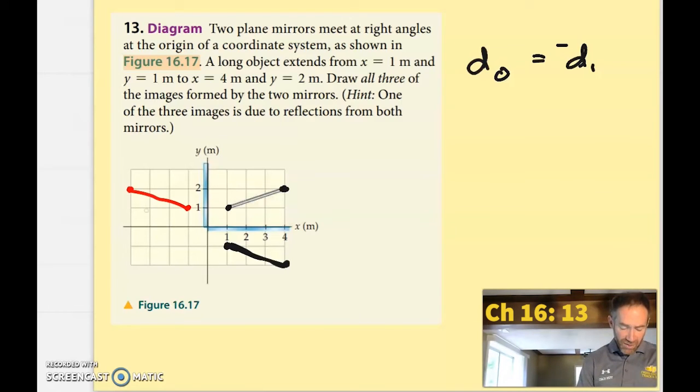Now, you could think of, there's going to be an image of each image, and they're going to coincide with each other. So the third image they want you to draw is, if I have negative 1, 1, then behind the mirror is going to be negative 1, negative 1, and that's going to be right here. And if I have negative 4, 2, then I'm going to have negative 4, negative 2. So it's going to be like so. So there are my 3 images.